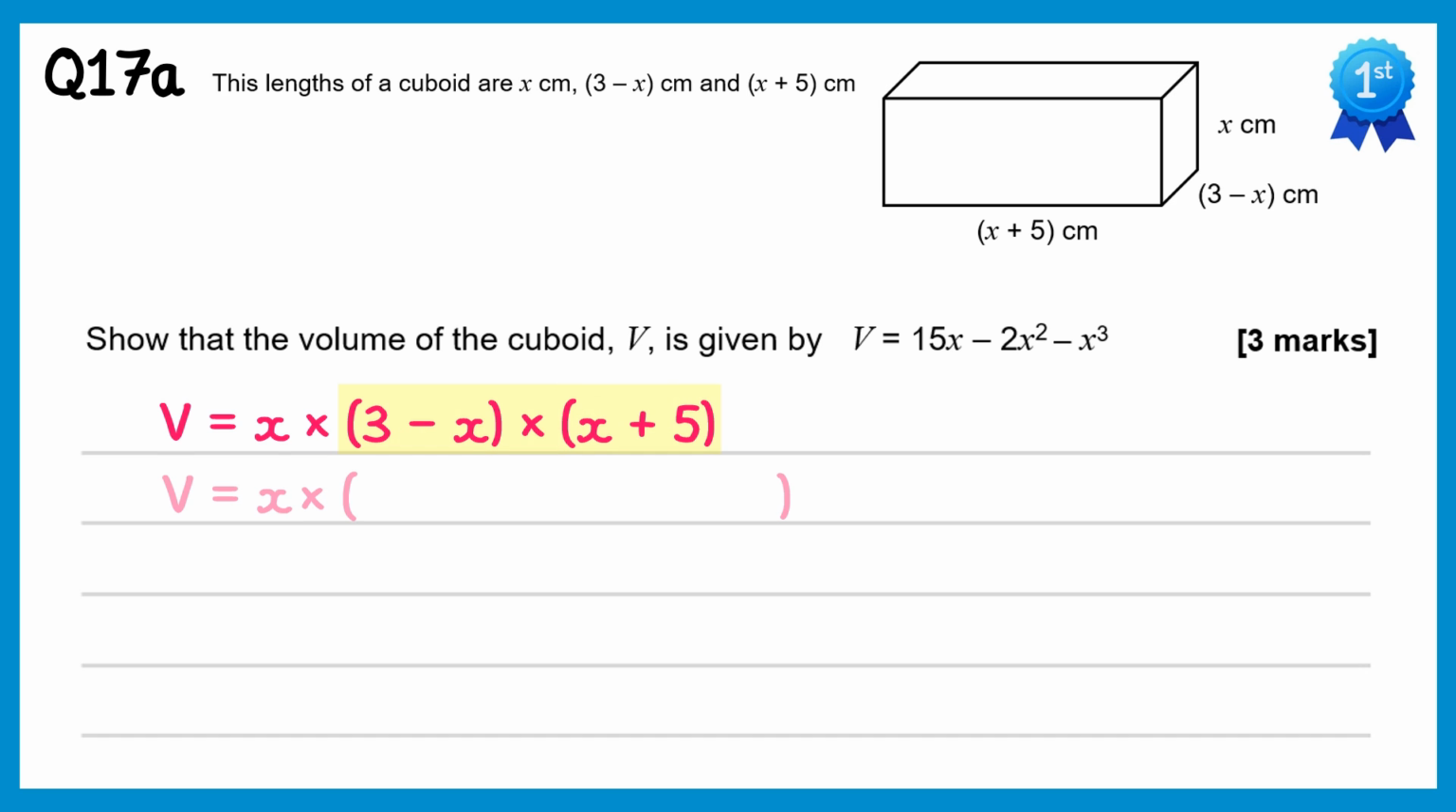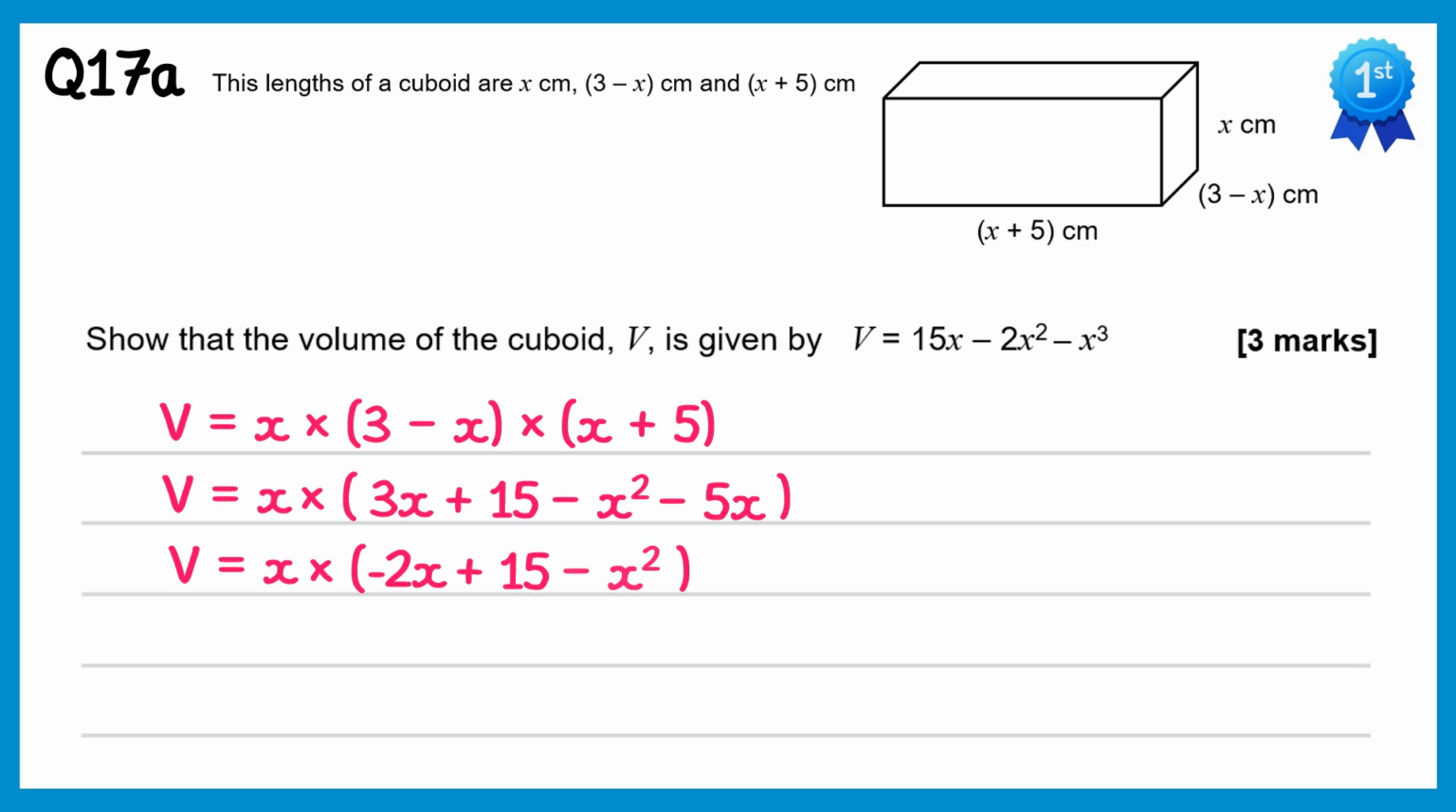So volume equals x, and then inside that we're going to do 3 times x, which is 3x, then 3 times +5, so plus 15, then -x times +x, which is -x squared, and finally -x times +5, which is -5x. We can then simplify what's inside the bracket a little bit, so we've got 3x take away 5x, which is -2x, and then we just got this plus 15 minus x squared.